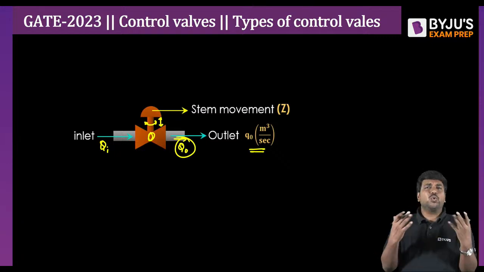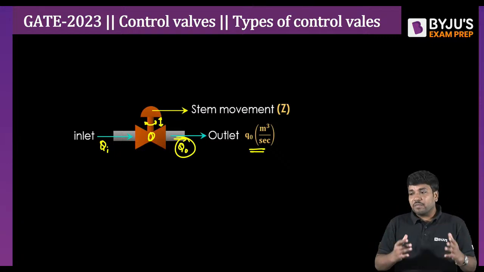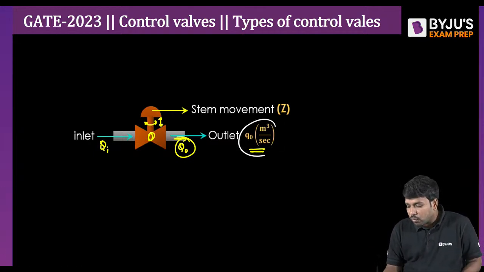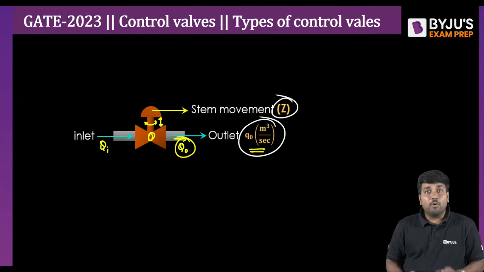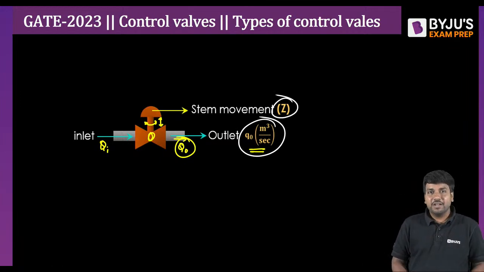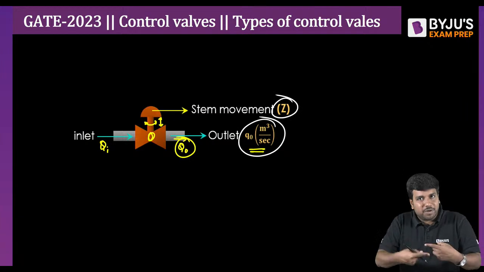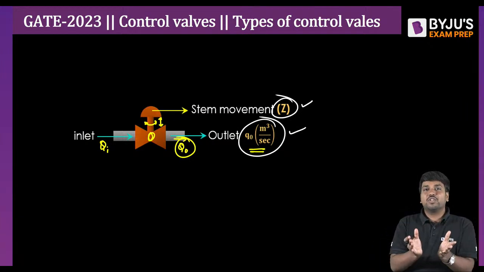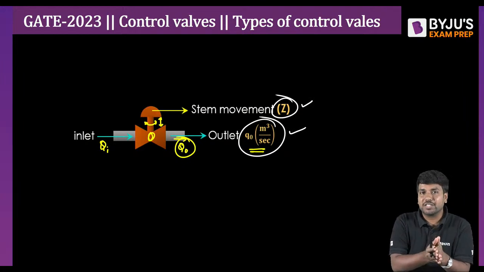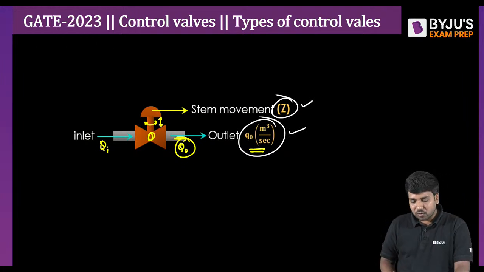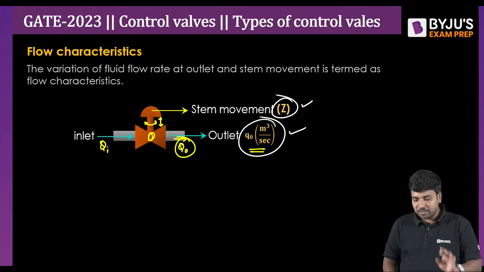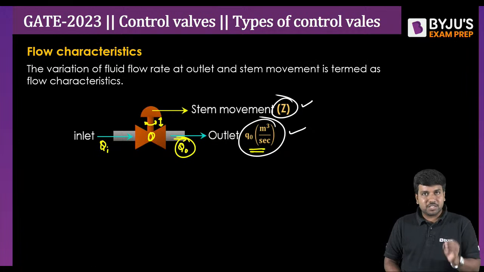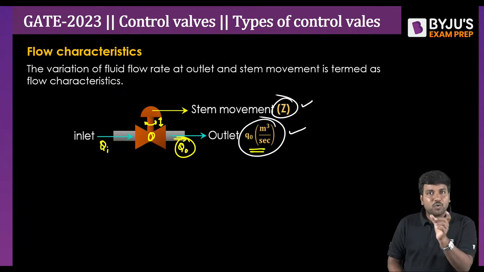However, many students and many control engineers are very much interested to understand how the output flow rate and stem movement both are related. Correct? So, if you frame the relation between the stem movement and the output flow rate, that relation will show you clearly the flow characteristics of control valves. Clear? So, in a single shot, what should I say here? The variation of the fluid flow rate at outlet and the stem movement is termed as a flow characteristics.